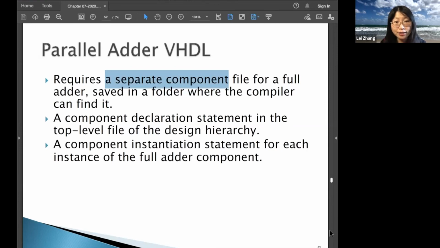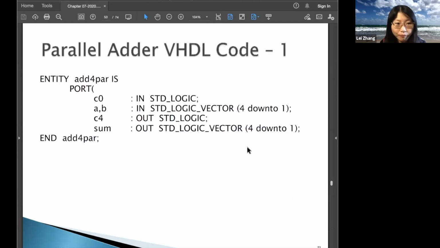So in addition to this VHDL code, in the top level, we have to include the component declaration. And where do we declare that? It is within the architecture. And we have to do the component instantiation statement. And where is the instantiation statement? It is within the architecture main body. Let's have a look at the example.